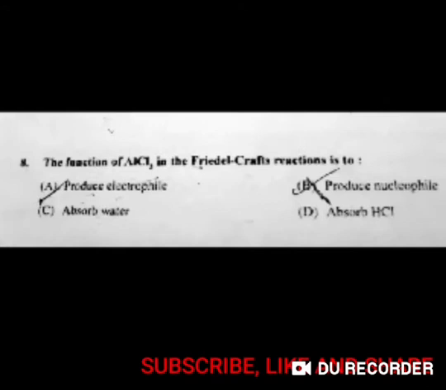The function of AlCl3 in the Friedel-Crafts reaction is to produce electrophile, produce nucleophile, absorb water or absorb HCl. To find out the answer for this particular question, let us see what this particular reaction is and how the mechanism works for it.